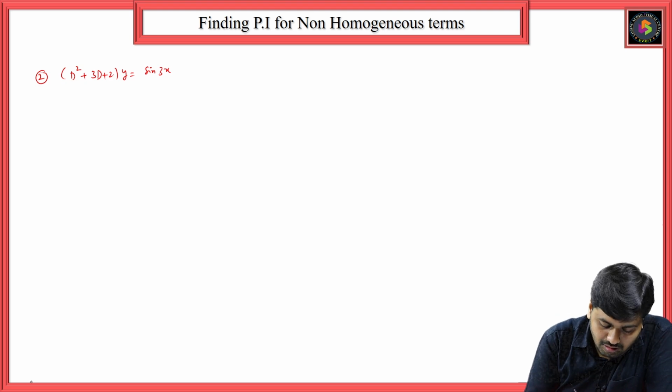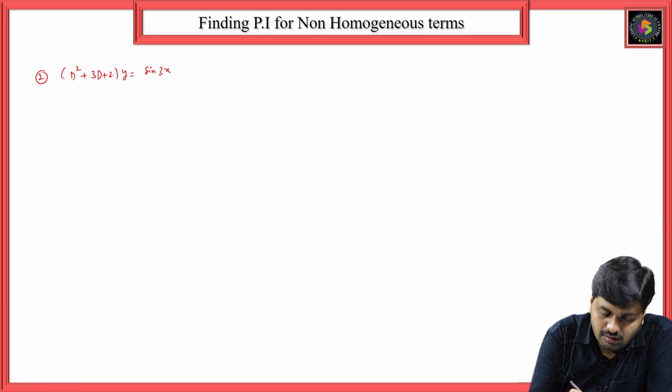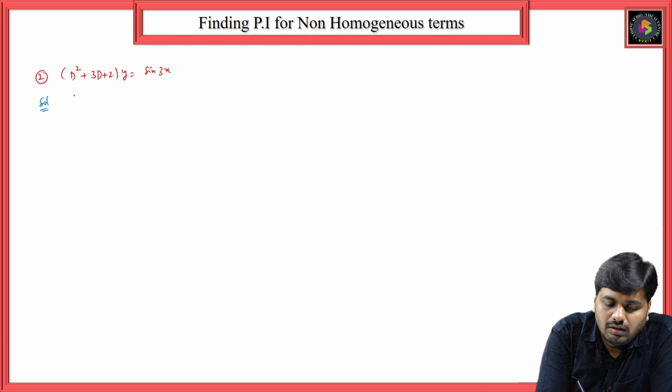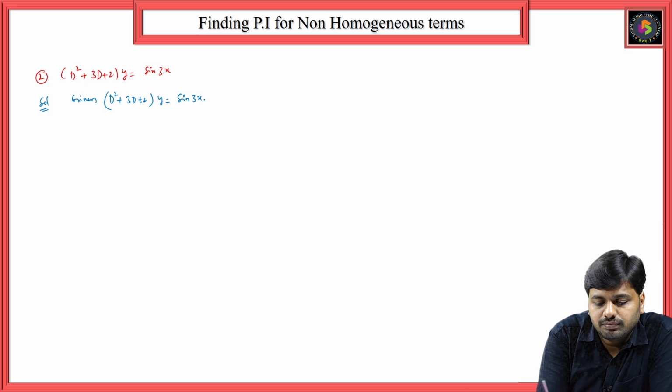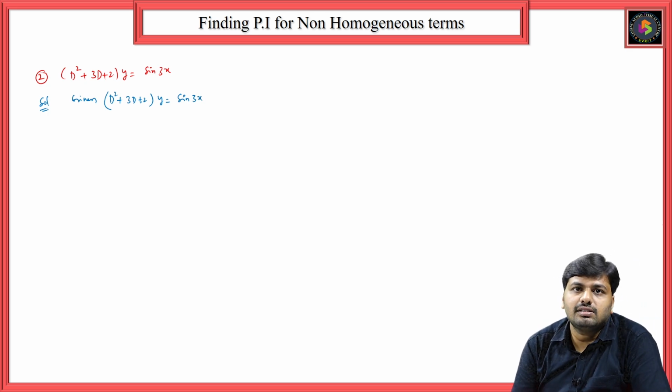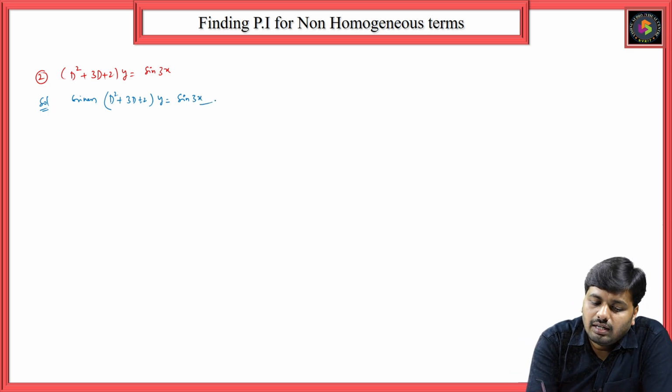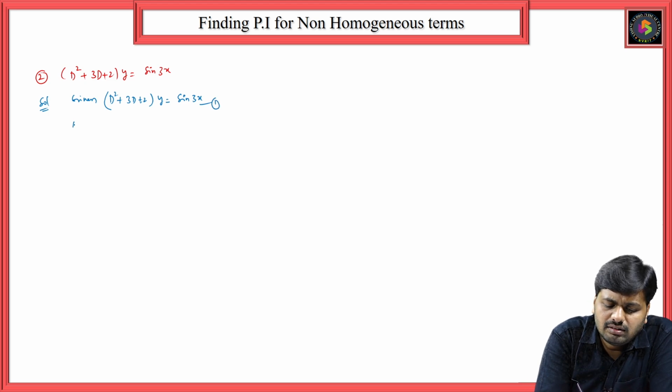So we'll write the solution. Given the equation (D² + 3D + 2)y = sin 3x. Here the given differential equation is written like this. Then we'll find the auxiliary equation. This is the common procedure for all the problems of the fifth unit.